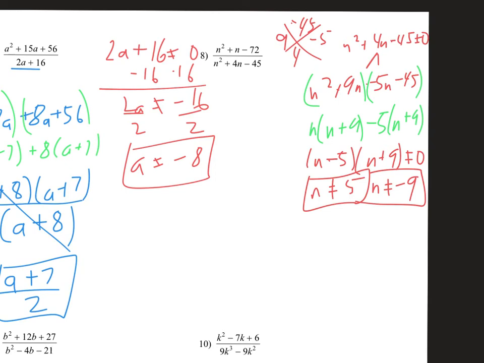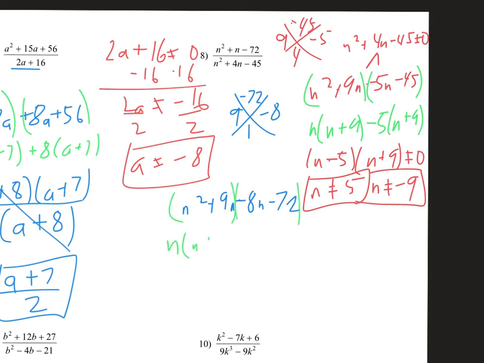All right, and so now we'll factor the numerator. So I'm going to think of two numbers that multiply to -72 and add to 1. So that's going to be 9 and -8. So I'm going to rewrite that numerator as n squared plus 9n minus 8n minus 72. And then we'll go ahead and group that. So the first group I can take out an n, which gives me n plus 9. The second group I can take out a -8, which leaves me with n plus 9 as well.